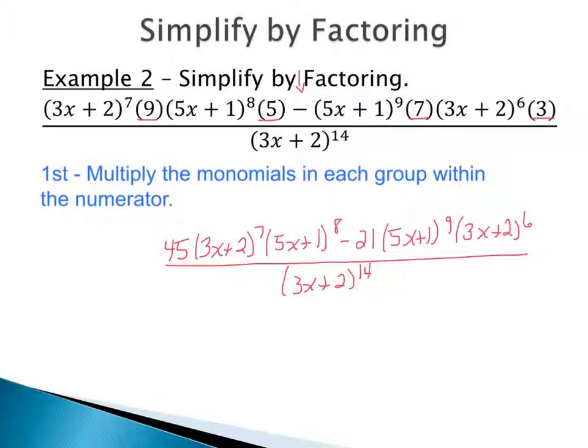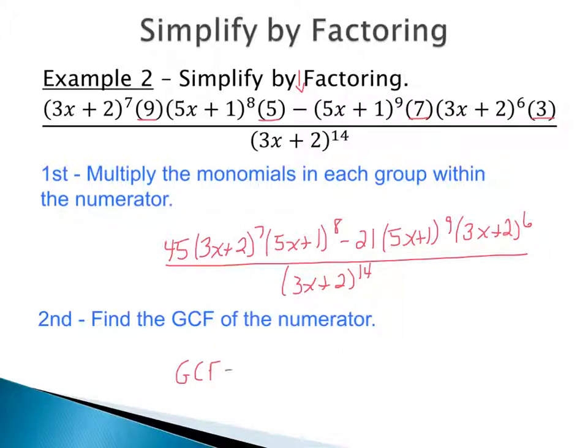Now, next step, still the same thing, because the numerators are our issues in terms of simplifying right now. So we want to find the greatest common factor of that numerator. So again, looking at each group, seeing what we can factor out. So first, with our coefficients, that monomial 45 and 21, between 45 and 21, we have our GCF of 3.